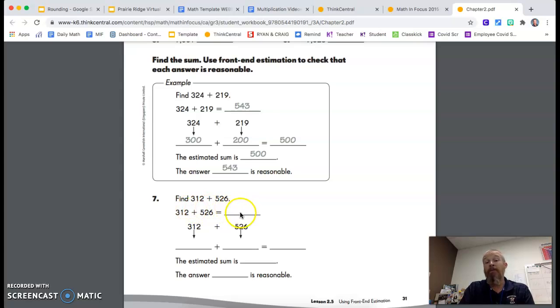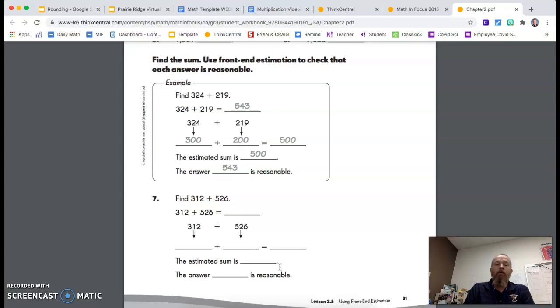So just like our example, we would put the real answer right here. Our front end estimation of 300. Our front end estimation of 500. The estimated sum, so 300 plus 500 equals 800. So the estimated sum is 800. The real answer is right here, and we put that right here, and that is a reasonable answer. Let's see, what is that? 838. So 838 is a very reasonable answer for our estimated sum of 800.